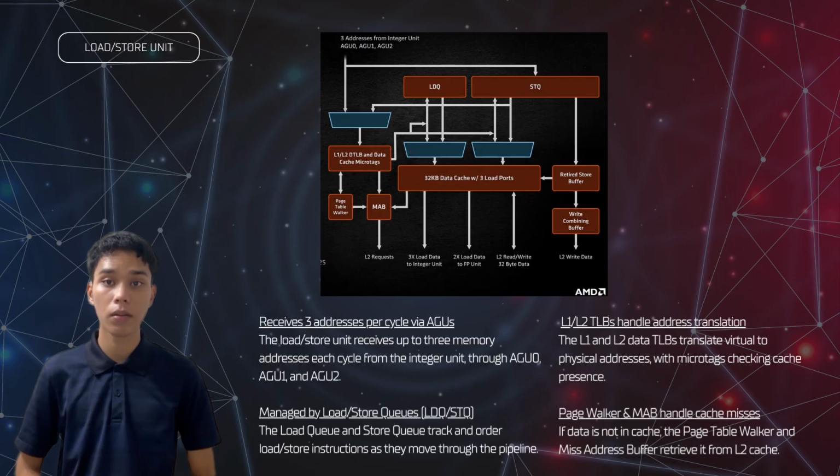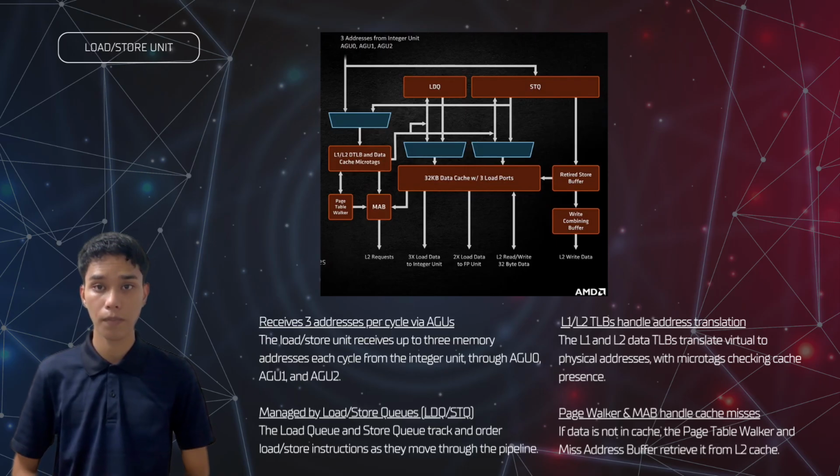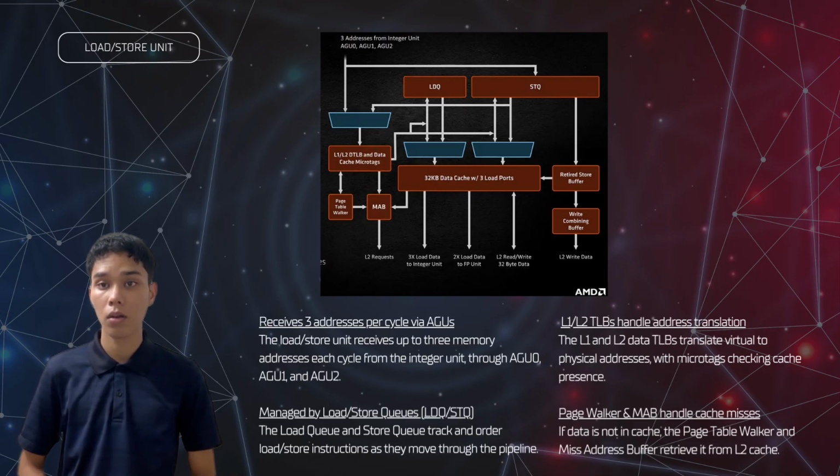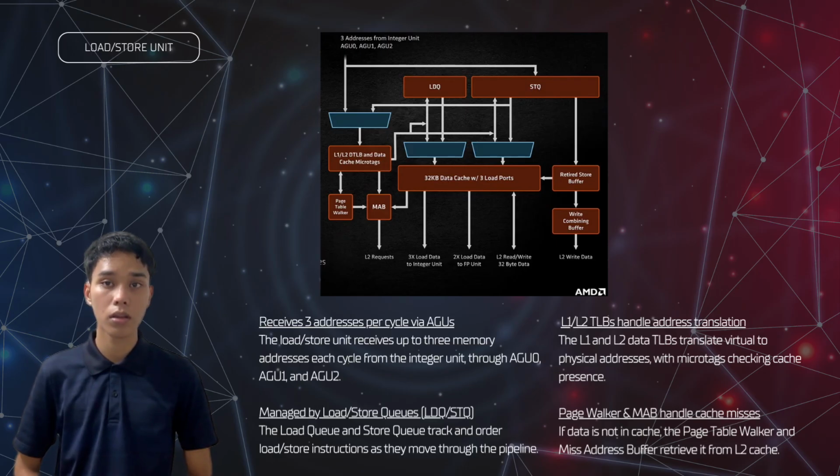So first, the unit is fed by the integer execution stage. It receives up to 3 memory addresses per cycle through the AGUs 0, 1, and 2. This means the CPU can prepare multiple memory operations in parallel every clock cycle. These addresses and their corresponding operations are managed by the load queue and store queue. The load queue and the store queue track load and store instructions as they move through the pipeline, ensuring memory operations are carried out in the correct order.